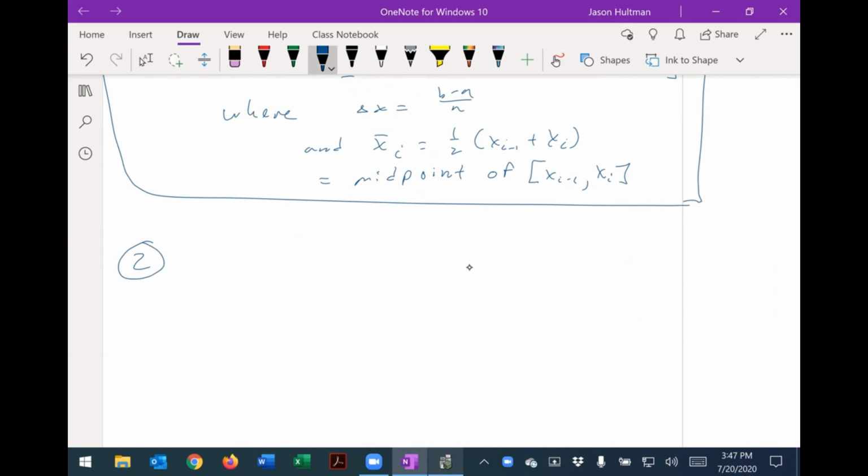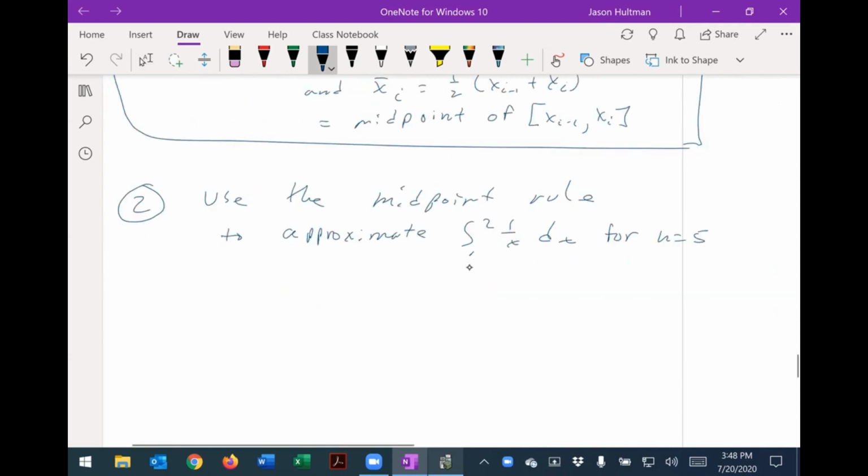Use the midpoint rule to approximate the integral from 1 to 2 of 1 over x dx, for n equals 5. Again, 5 subdivisions. Let's use the midpoint rule on this one.